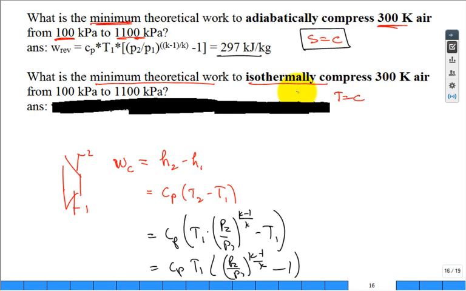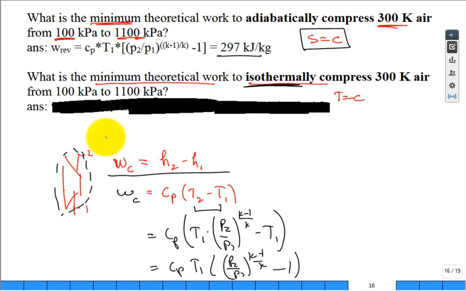All right, what about this one? What happens if I compress it isothermally? How are you going to do that? Well, this is a little more tricky, isothermal compression. Because this equation, sometimes you'll say, well, look, if it's the same temperature, then I should have gotten it for free. But what's wrong with that analysis?